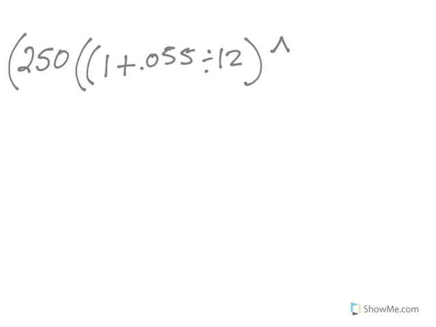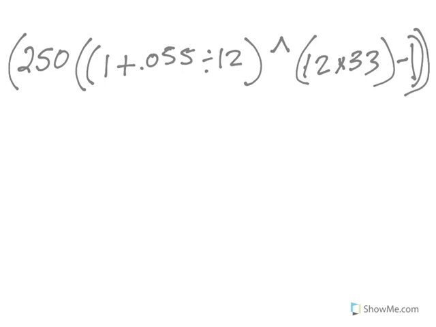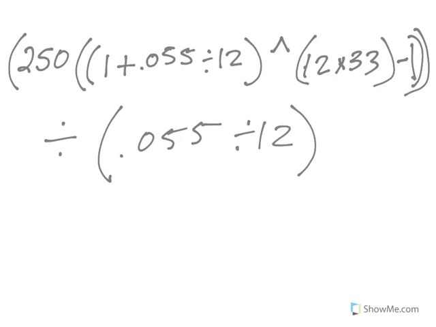We use the caret because that tells us we have an exponent. Then I have another parenthesis, 12 times 33, end parentheses, minus 1, end parenthesis, end parenthesis. Let me double check. Yep, that's my numerator. But we're not done. Then you hit divide because now we're going to the denominator: parenthesis, 0.055 divided by 12, parenthesis. If you have a calculator that can handle all of that at one time, this is what you need to plug in, exactly that process.